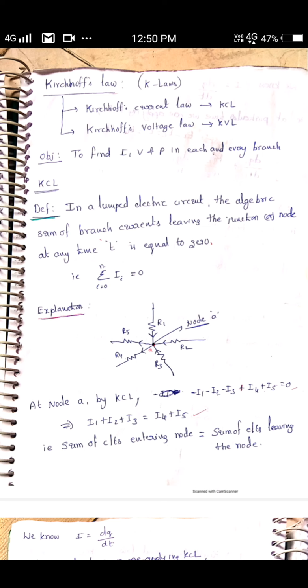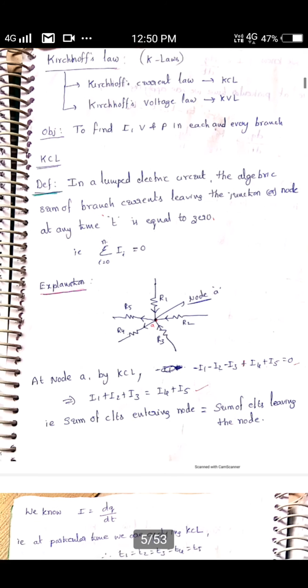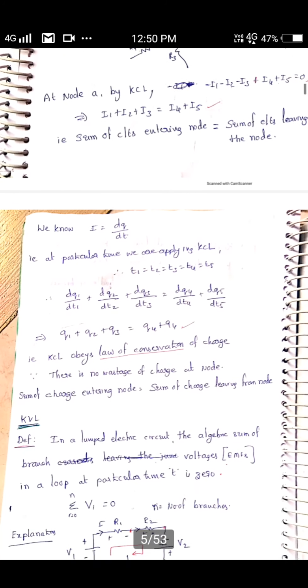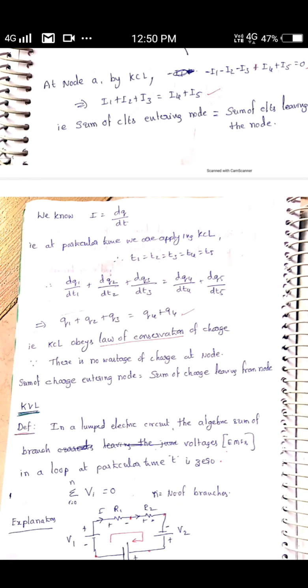With this definition we can say the sum of the currents leaving the node is equal to the sum of the currents entering the node. If anyone asks for the KCL definition, don't say the sum of currents entering equals the sum of currents leaving. We have to use the words: in a lumped electric circuit, the algebraic sum of branch currents leaving the junction or entering the junction is 0. With that only we can define the sum of currents entering equal to the sum of currents leaving. As you know, the instantaneous value of current at a particular time is I equal to dq by dt.